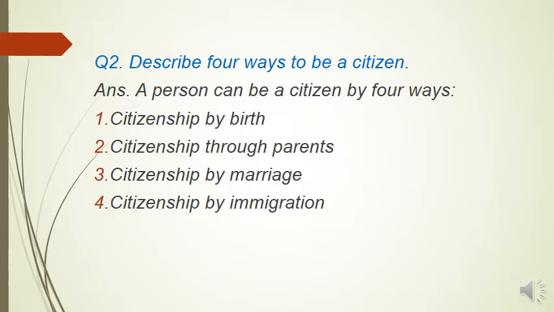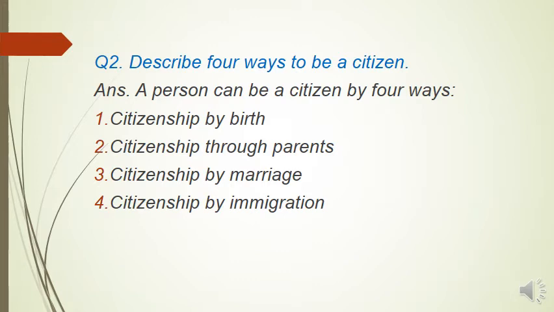Number 2, citizenship through parents. It means that children may get the citizenship of a country if at least one of their parents was born or lived over there. Number 3 is citizenship by marriage, means people get citizenship of the country to which their spouse, meaning husband or wife, belongs. Number 4, citizenship by immigration, means many countries offer their citizenship to people from other countries willing to migrate and settle over there.